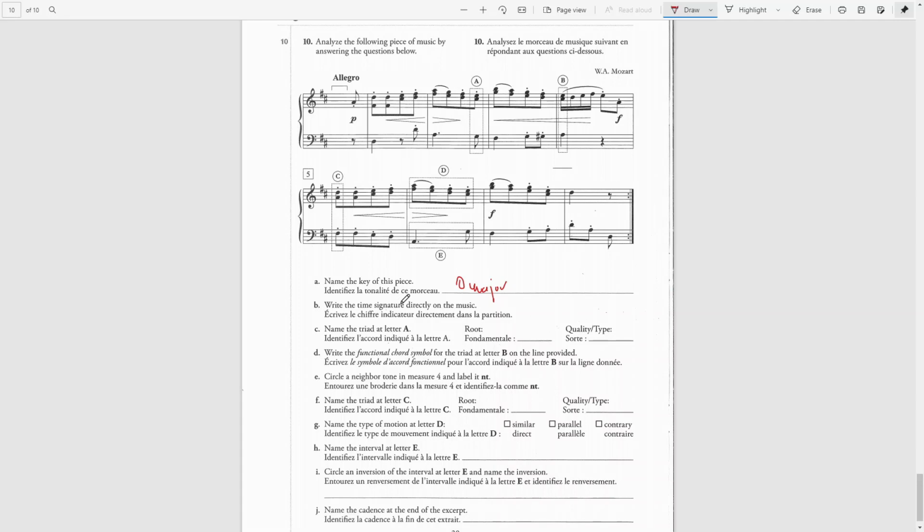Write the time signature directly on the music. This looks like 2-4 time.